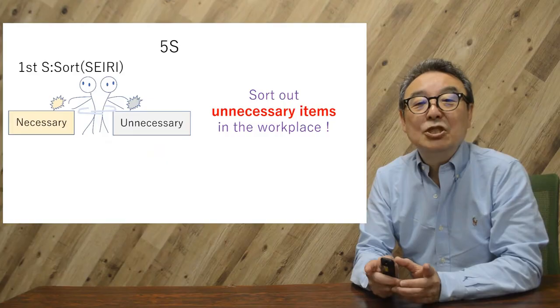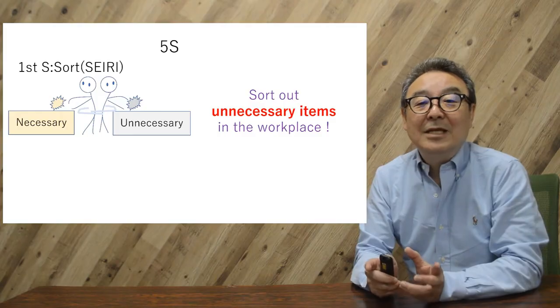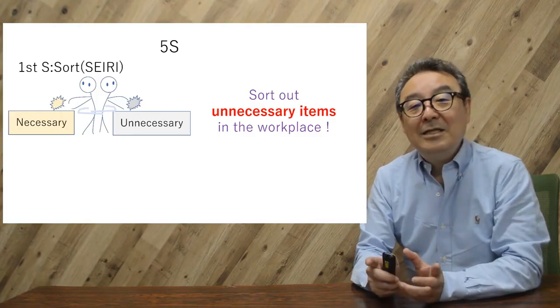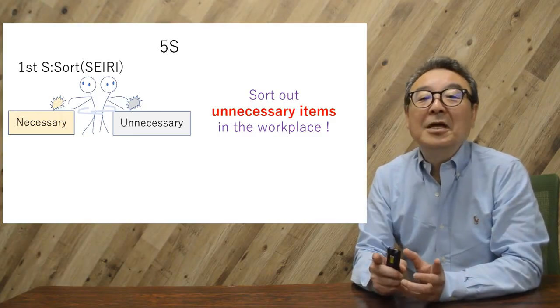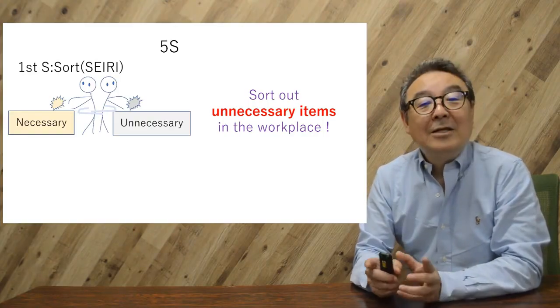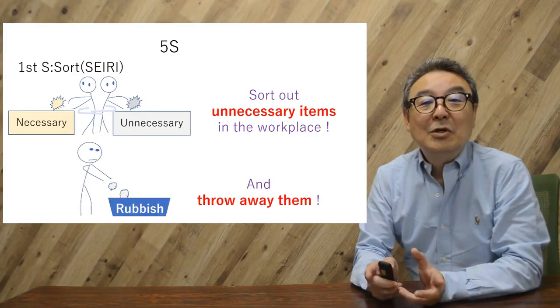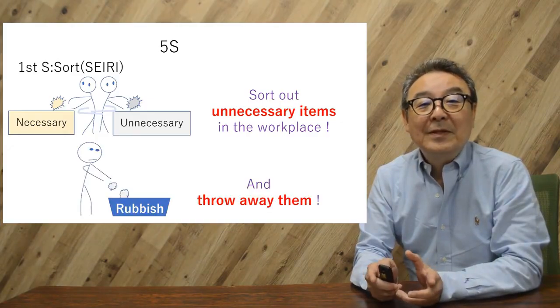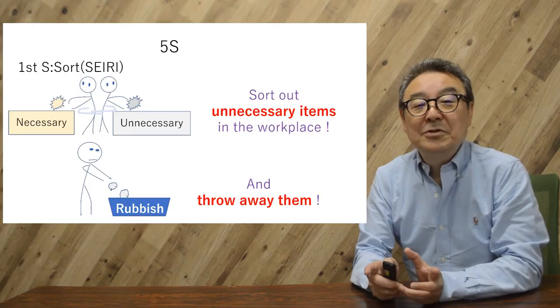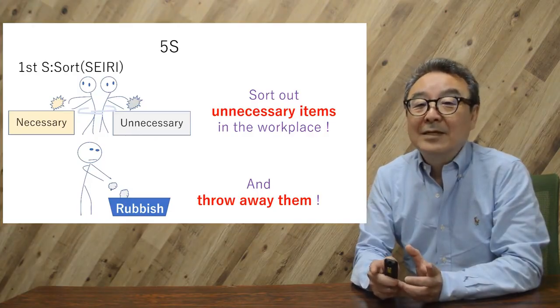First S, sort. It's very simple. Sort out unnecessary items in your workplace. Items mean tools, equipment, product, spaces, etc. Then throw them away. It's very simple. I will show you an example in a factory in some African country.